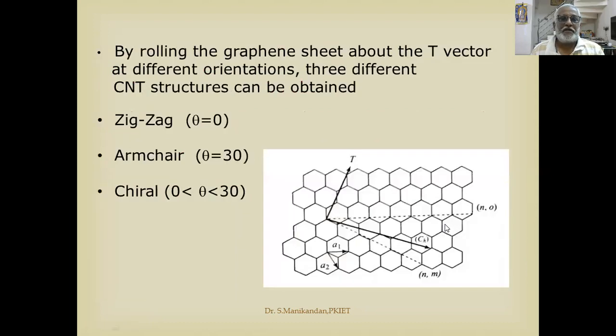In addition to that, we can classify the CNT further by its structure. By rolling the graphene sheet along the T vector at different orientations, three different CNT structures can be obtained, namely zigzag, armchair, and chiral. The rolling vector has an angle theta equal to 0, theta equal to 30, and between 0 and 30, as in the figure. These are all the major classifications of CNT.